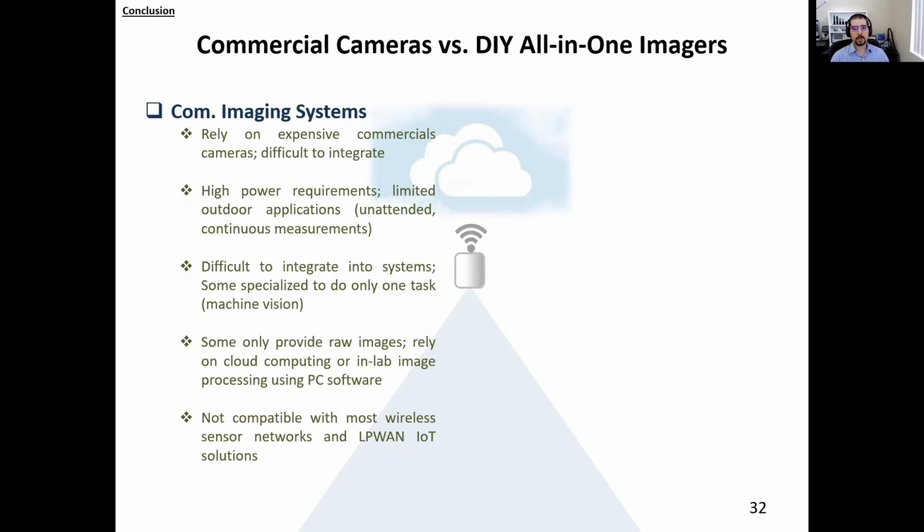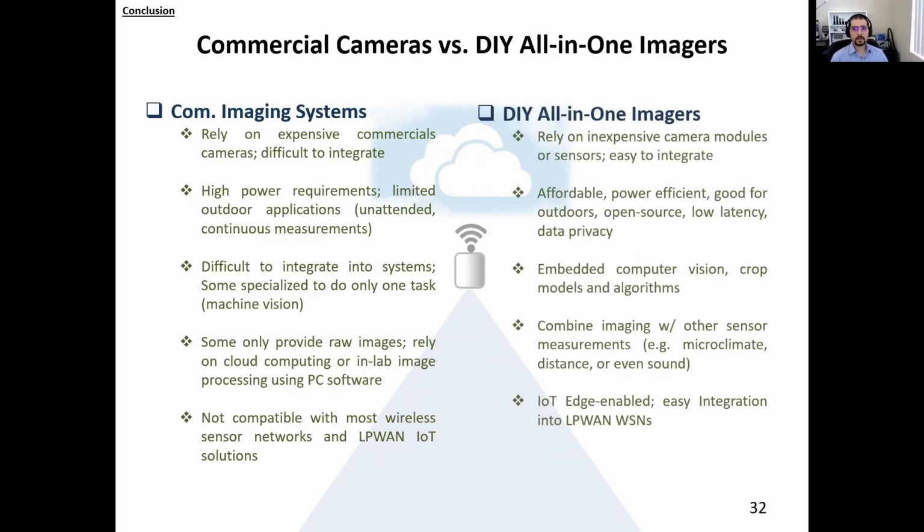Some only provide raw images, so you need to do additional processing. They may rely on cloud computing, or you have to take everything to the lab for processing using expensive PC software. And I would say with confidence that the majority of them, if not all, are not compatible with most wireless sensor networks and LPWAN IoT solutions.